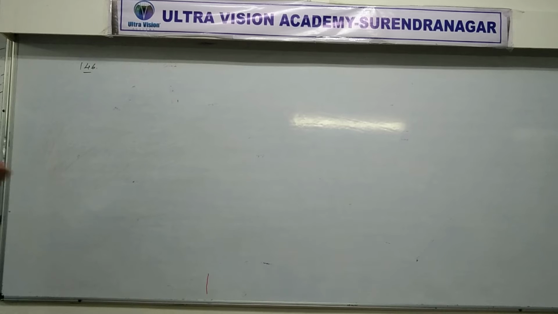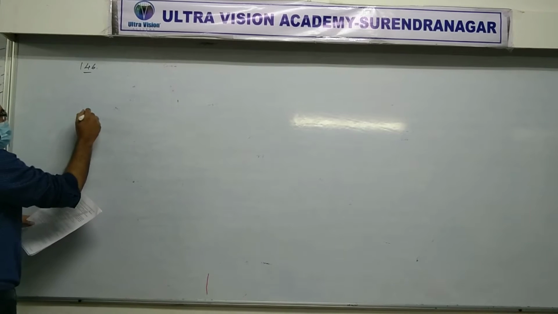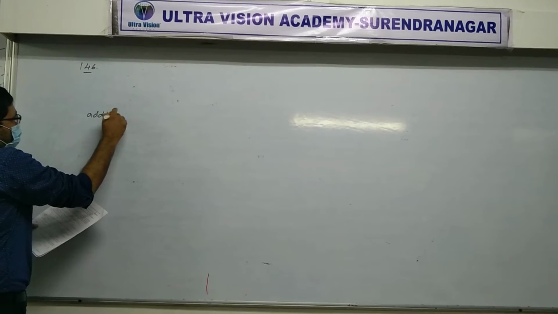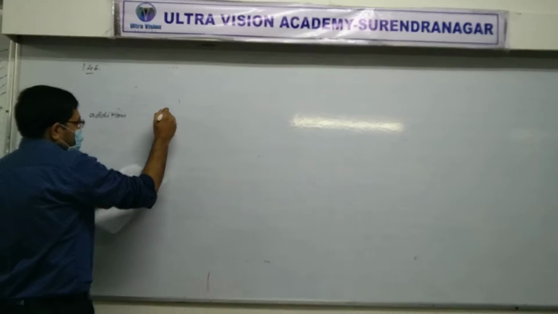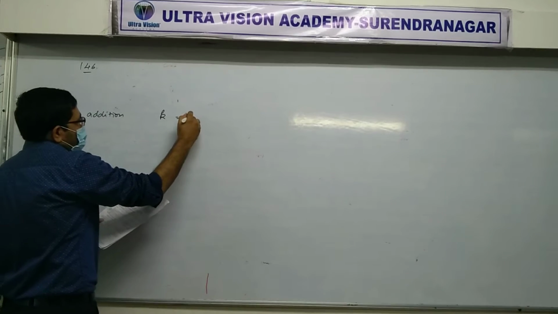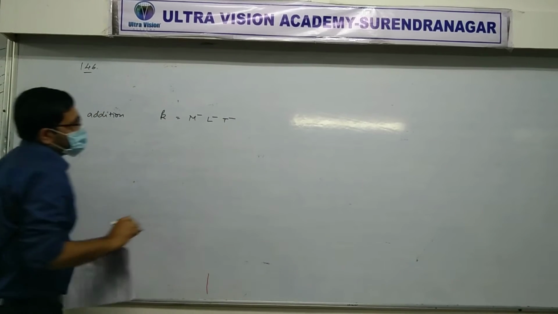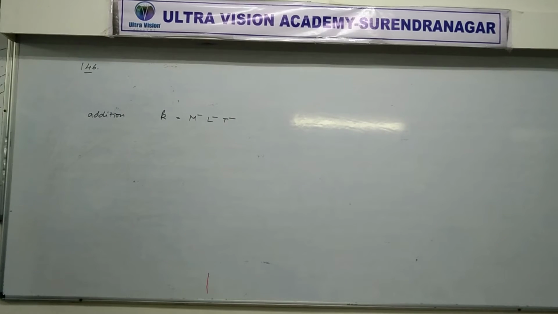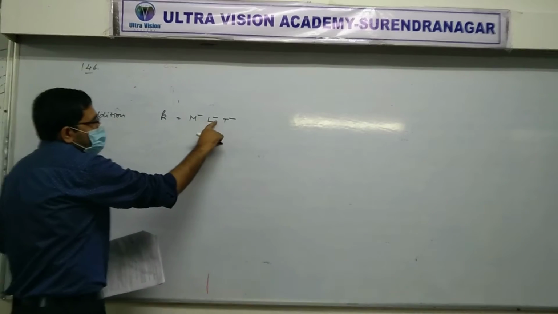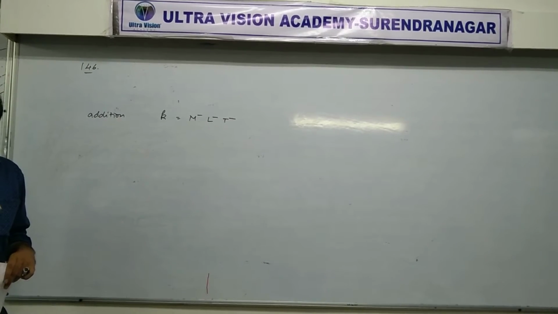The equation is given. We have to find the sum. Sum means addition of powers of M, L and T in the dimensions of K. We have to find the dimensional formula of K. Do you understand this? M raised to something, L raised to something, T raised to something, and then whatever you get, you have to add all that. Question clear? Or not clear?